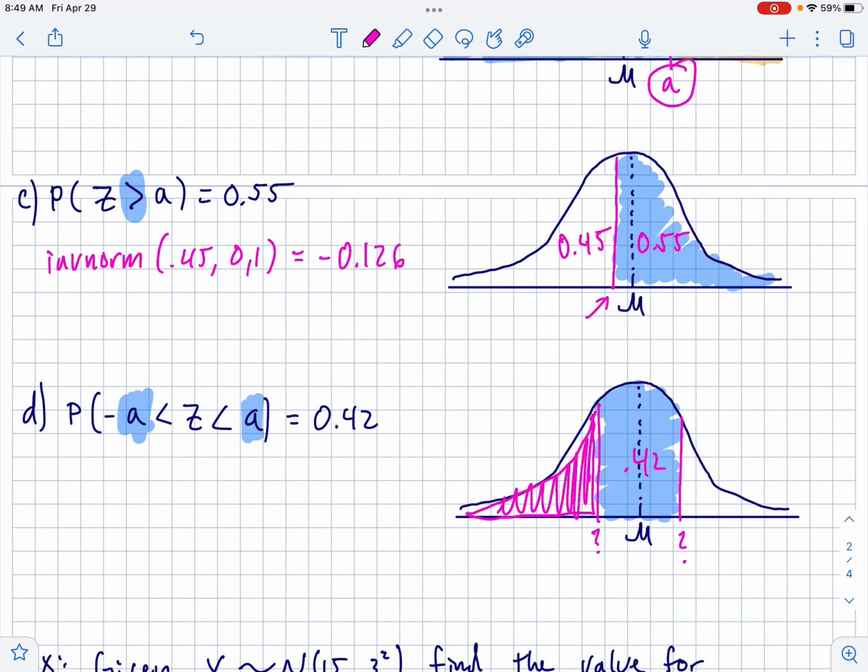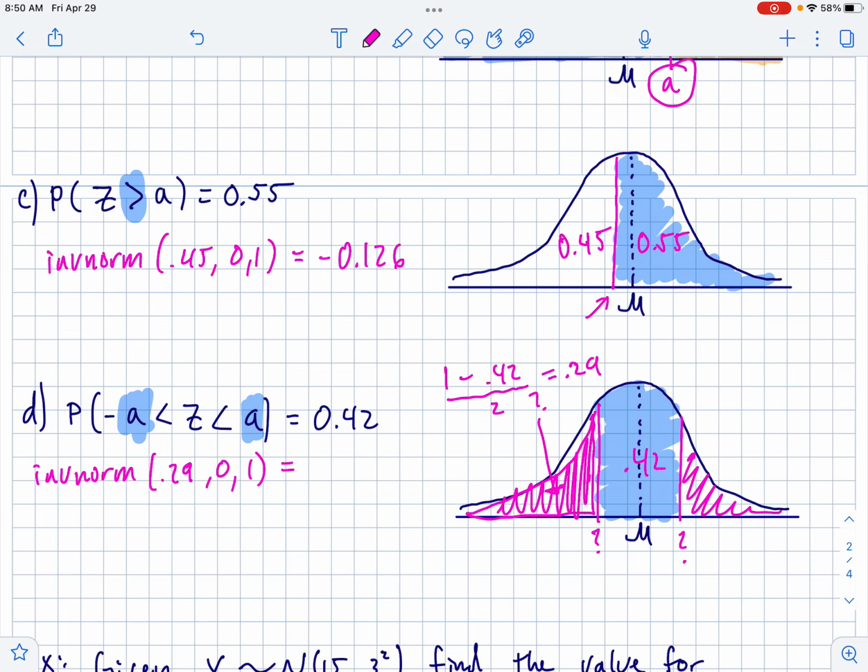That spot will be symmetrical with the top spot, so if we get the negative value, we can get the positive one as well. Now, to figure out what the area is of this tail, the easiest way is to take the whole distribution and subtract 0.42 and then divide it by 2, because there's two matching tails on either side. So 1 minus 0.42 divided by 2 is 0.29. So we can plug in invNorm 0.2901, and that gives us 0.553.